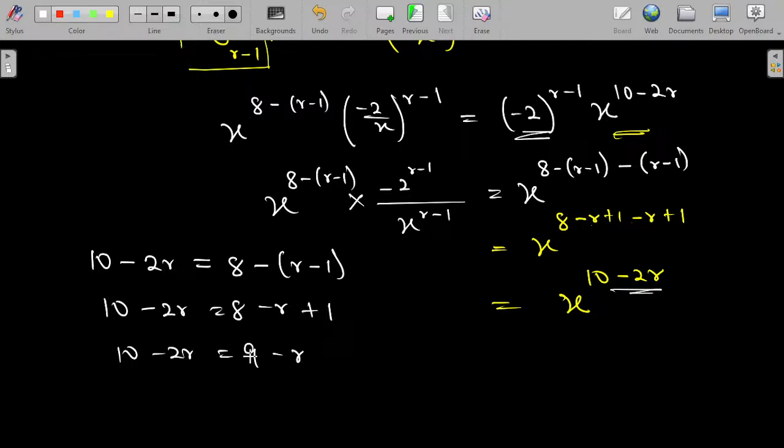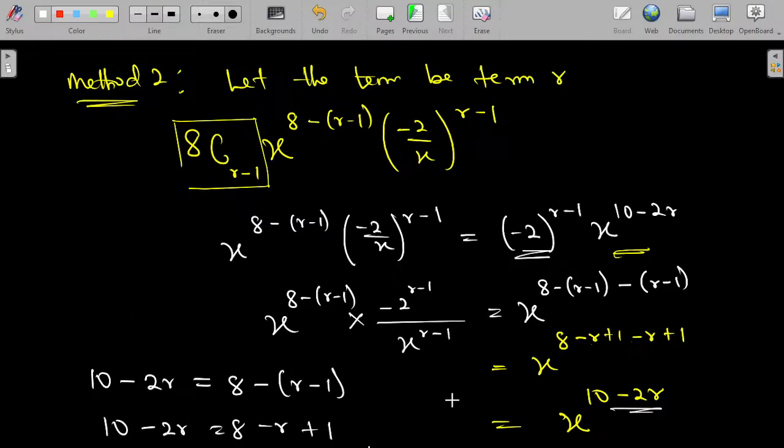Collect like terms. Let 9 come here and let 2 minus 2r come. That will be 10 minus 9 is equal to minus r plus 2r. And that is going to give us that r alone is equal to 1. Okay? And then, of course, if you substitute it back here, you will see that you will get exactly what we talked about before.